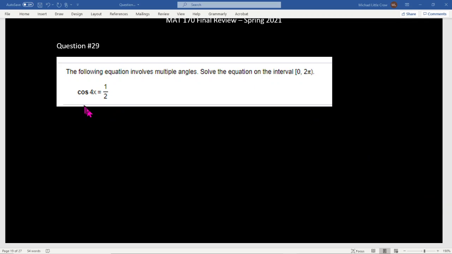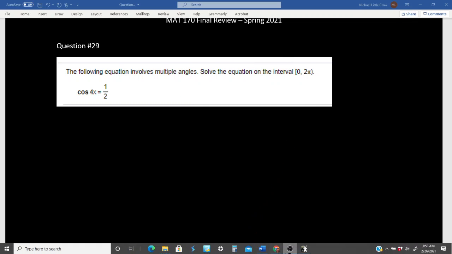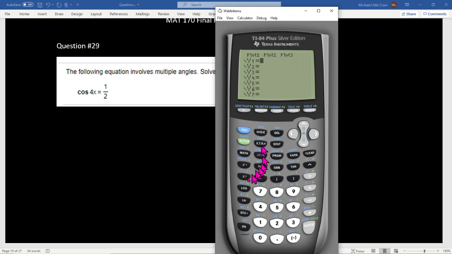Problem 29. Again, we could approach this by trying to do an inverse cosine and find all the solutions. Again, we're going from 0 to 2 pi. The graphing calculator does give us a very straightforward way. We just put in cosine of 4x.